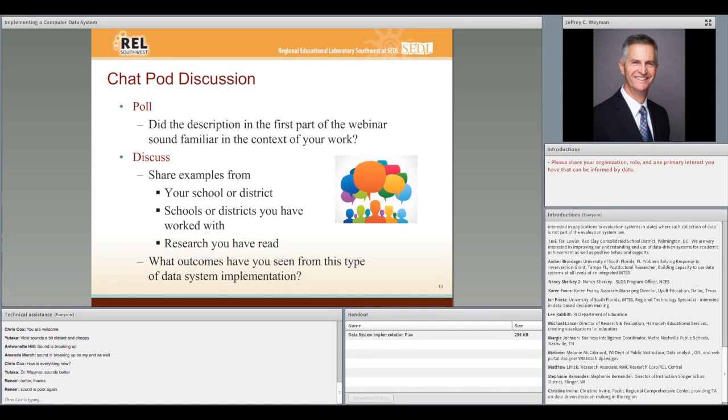Have you seen this happening, and it worked? Have you seen this happening and it didn't work? Have you seen this happening and there's a hybrid? Some stuff worked and some stuff didn't. And so we'd like for you all to interact with each other around these, and we will keep an eye on it. We'll let you all work on this for 6 to 8 minutes.